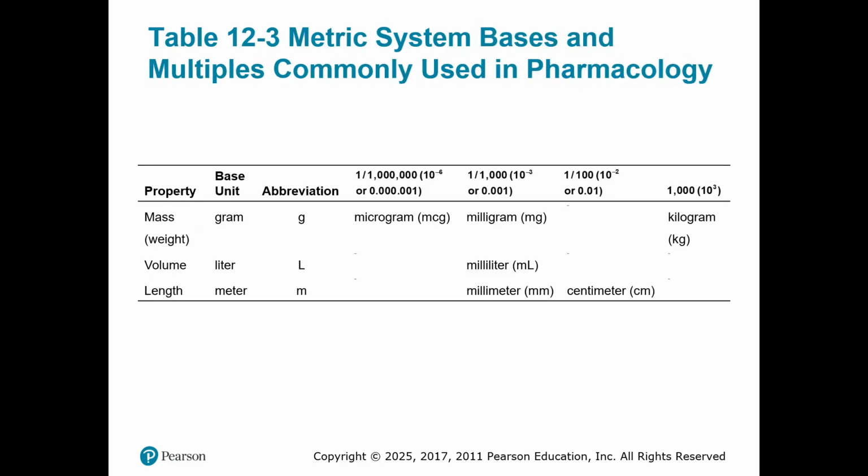So let's see what they're talking about here. So we have mass, grams, right? And 1 gram is equal to 1,000 micrograms. Then we have liters. 1 liter is 1,000 milliliters.